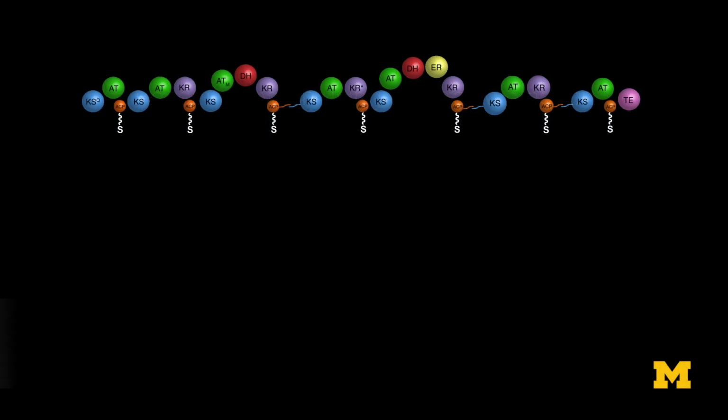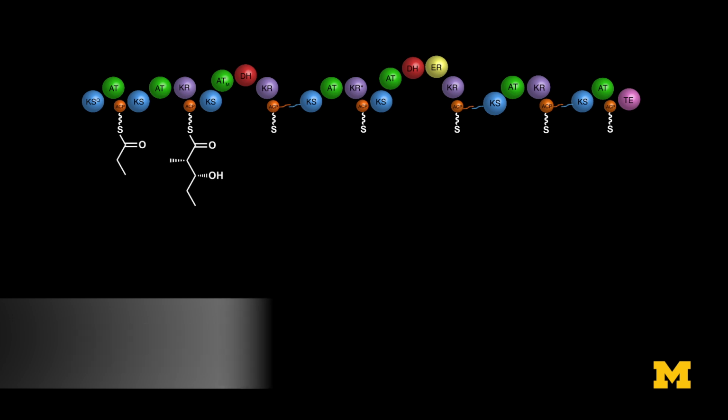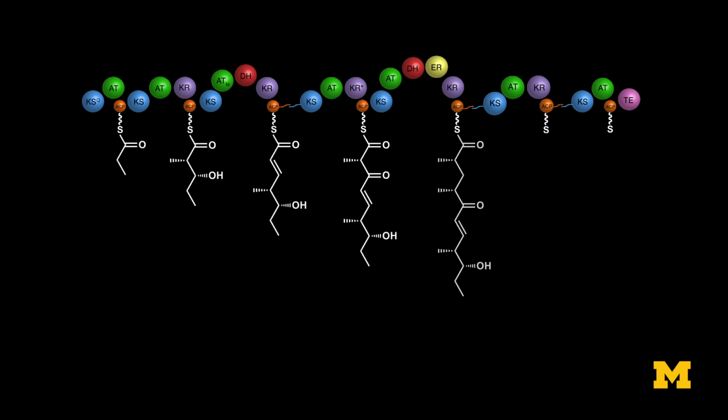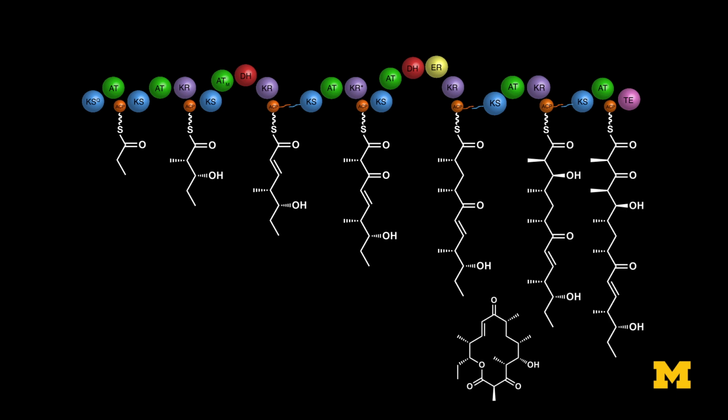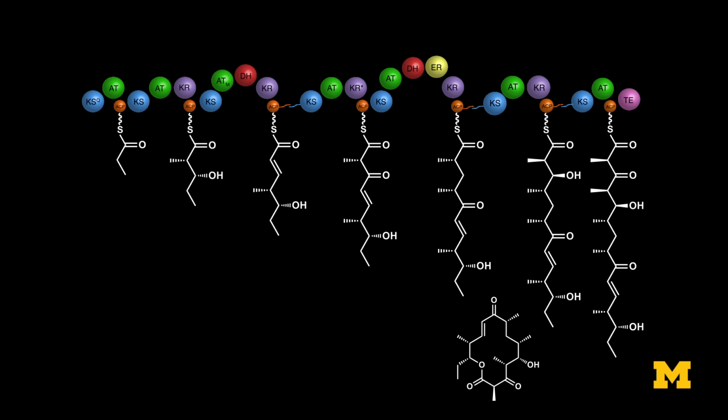So what we're looking at here is the biosynthetic pathway of a polyketide. And this pathway is essentially a multi-enzyme factory which sequentially extends carbon chains and makes polyketides. A polyketide is a complex molecule that is the precursor for many of the antibiotics we're actually using today.